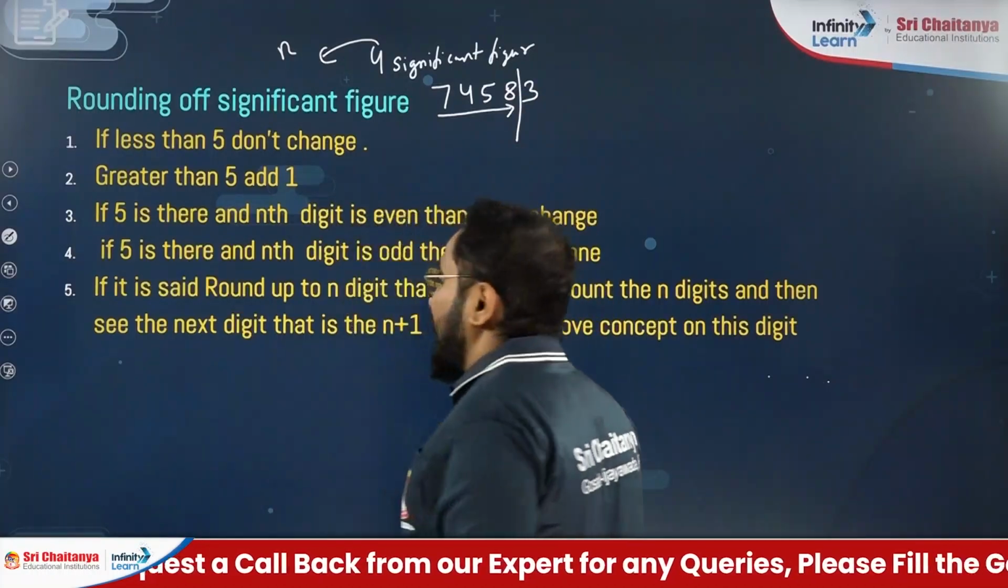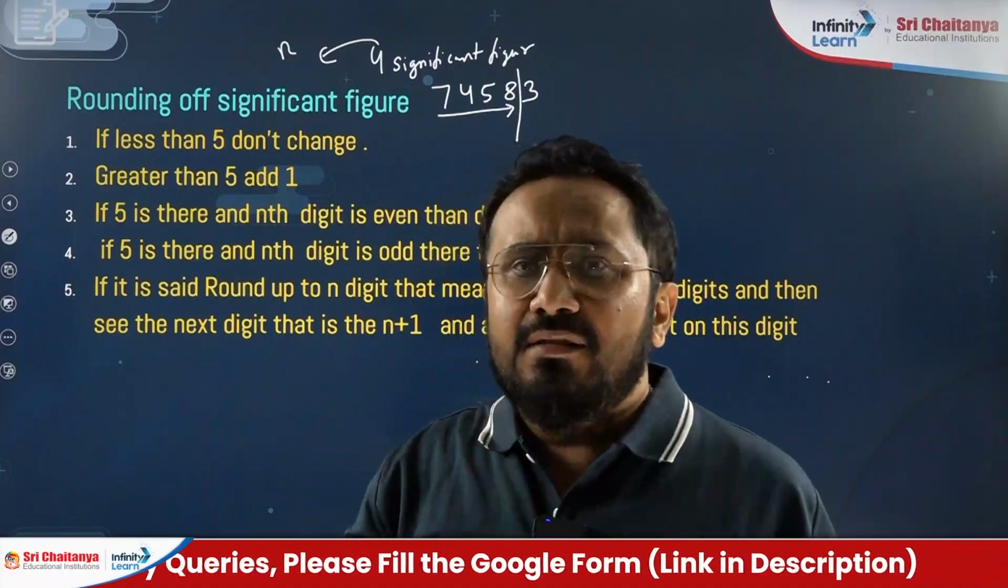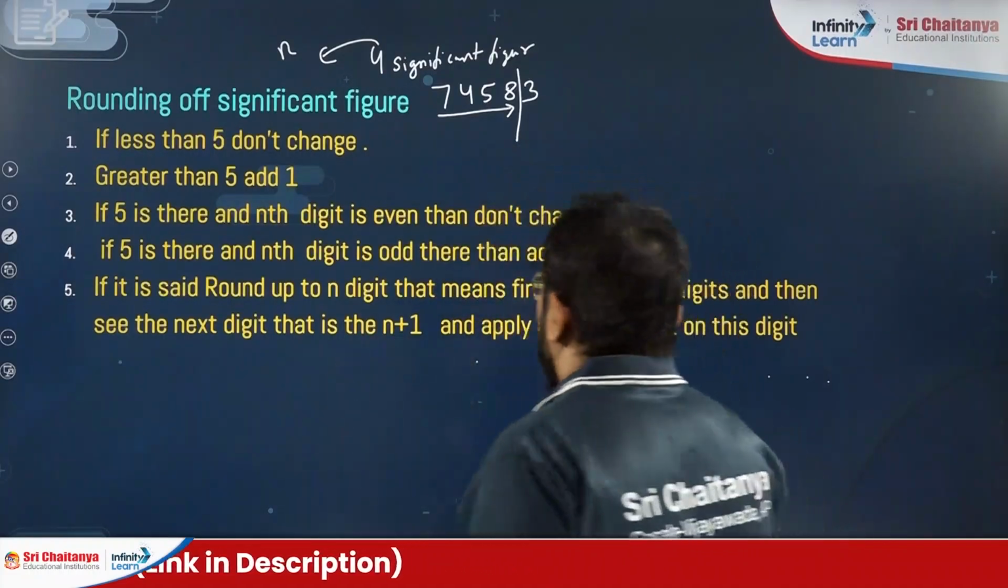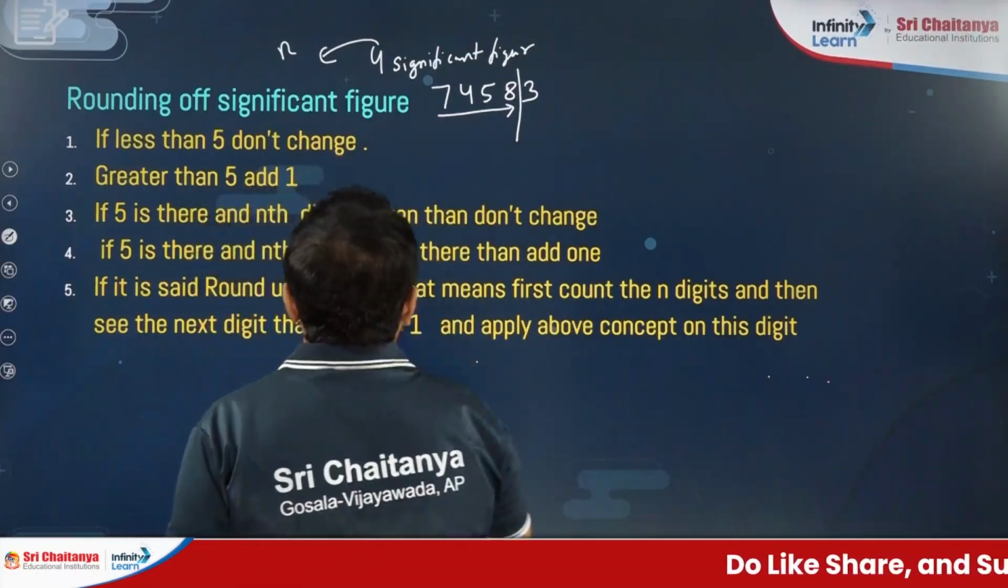Is 3 less than 5? Yes, 3 is less than 5. Then no need to change. Leave it that way only. No need to change. 3 is less than this. Greater than 5, add 1.